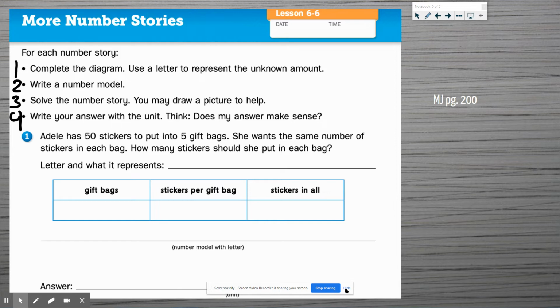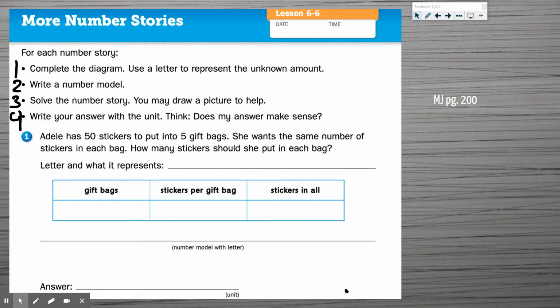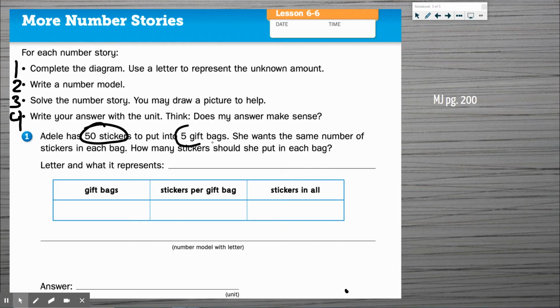So here's our number story for this question. Adele has 50 stickers to put into 5 gift bags. She plans to put the same number of stickers in each bag. How many stickers should she put in each bag? So I know she has 50 stickers, and she wants to put them into 5 gift bags. She needs to know how many stickers she should put in each bag.